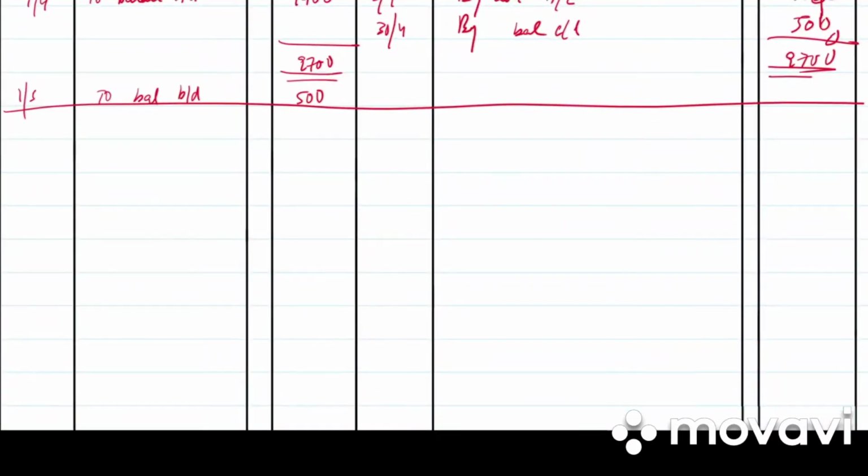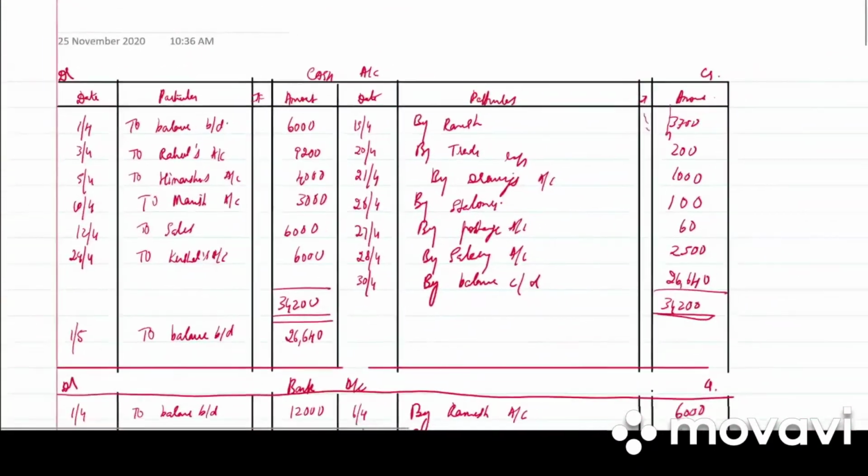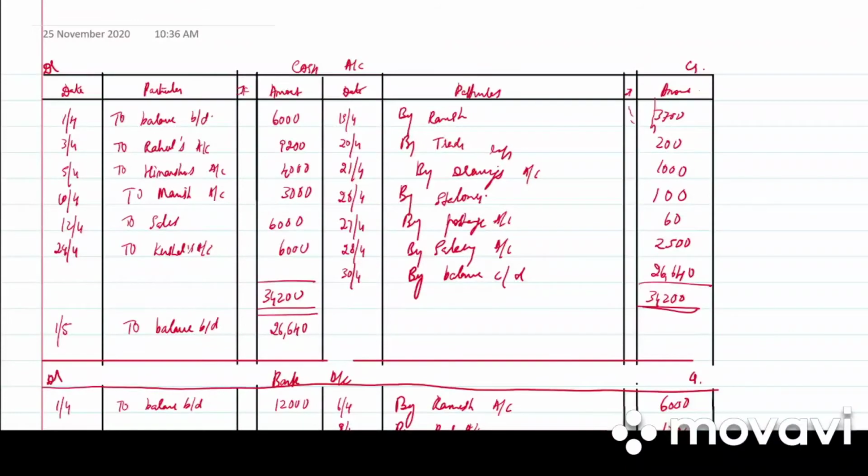Please remember you have to draw each ledger account separately. I am just drawing one below the another, but you have to draw it separately with a proper format, like I have done the cash account. Clear?